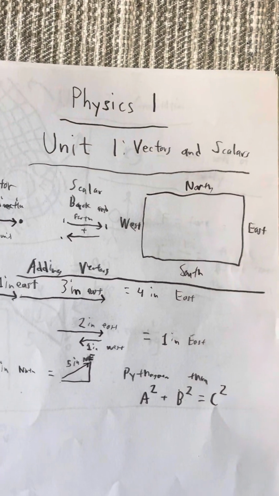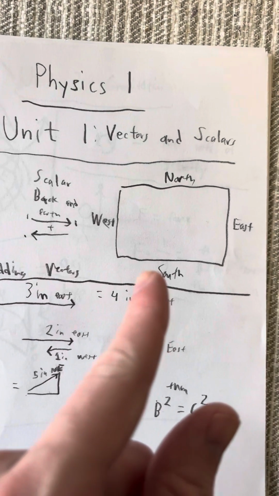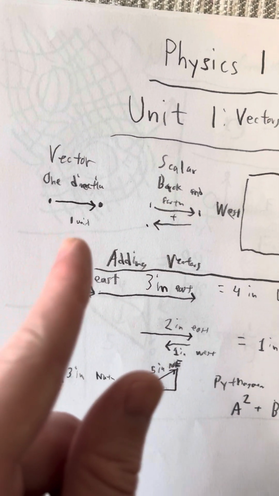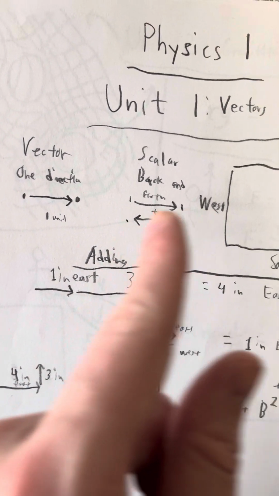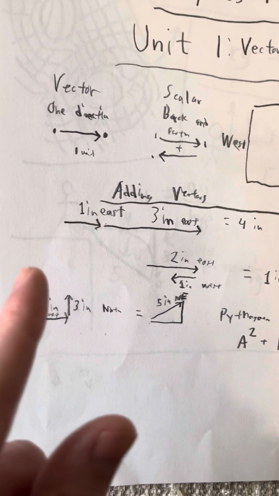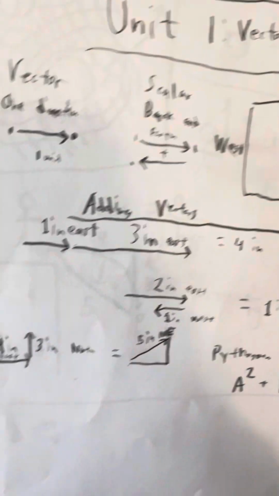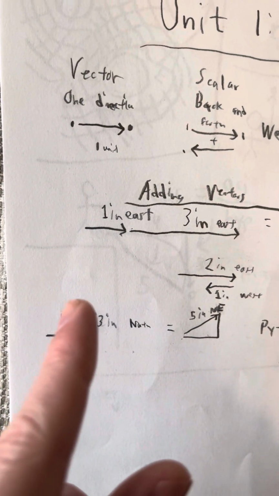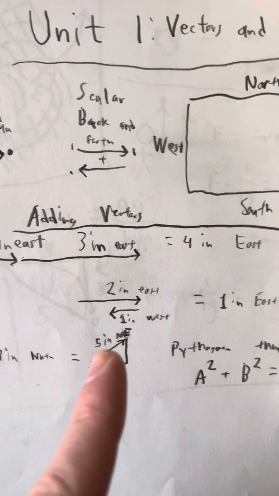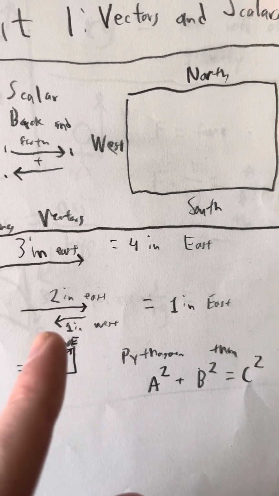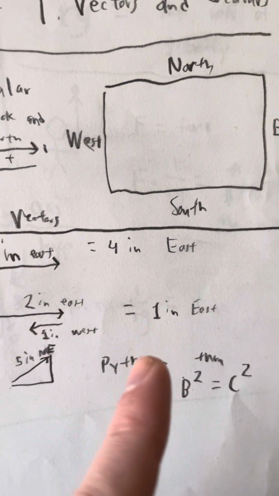Unit 1, Vectors and Scalars. We have a coordinate plane of north, south, east, and west. Scalars move in both directions, vectors move in one, where scalars go back and then forth. Adding vectors, you can add 1 inch east, 3 inches east, 4 inches east. 4 inches east, 3 inches north, that's a Pythagorean triplet for 5 inches northeast. 2 inches plus 1 inch would be 1 inch because you're going the opposite direction.